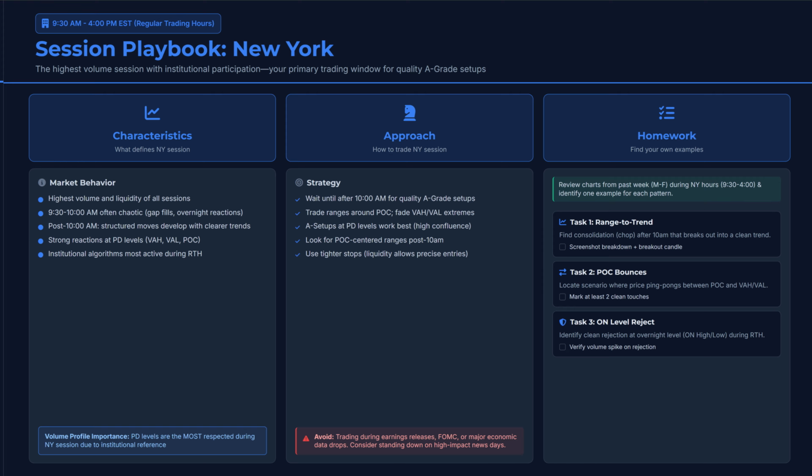Task number 1. Find a range to trend example post 10 a.m. Task number 2. Find a POC bounces example. Task number 3. Find an overnight level rejection example. Active pattern recognition is essential for profitability.